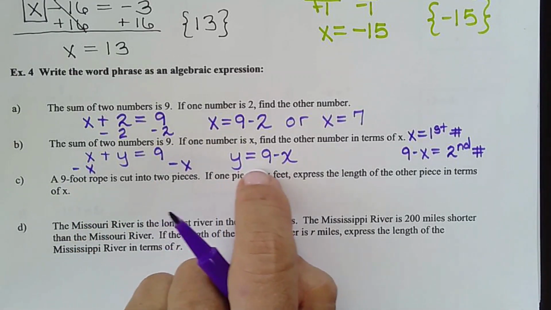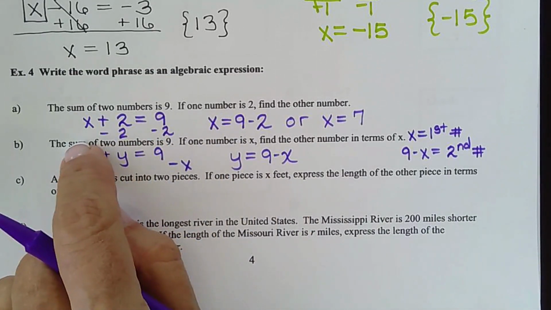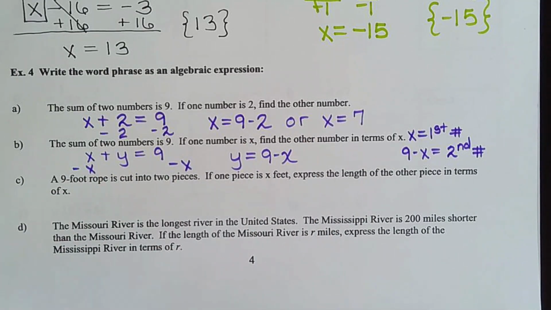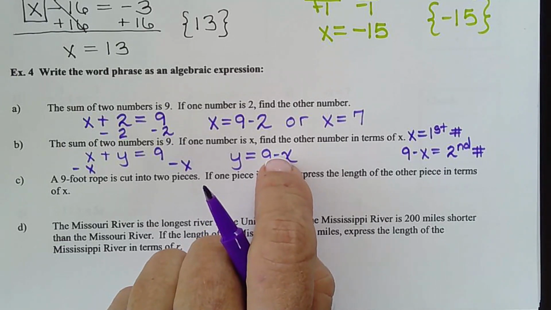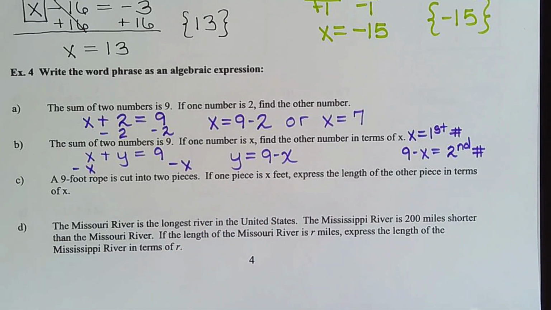So anytime they give you a sum problem, the first number is always x, the second number is always the sum minus x. And you're going to see that's an important thing in our word problems later on in the chapter.